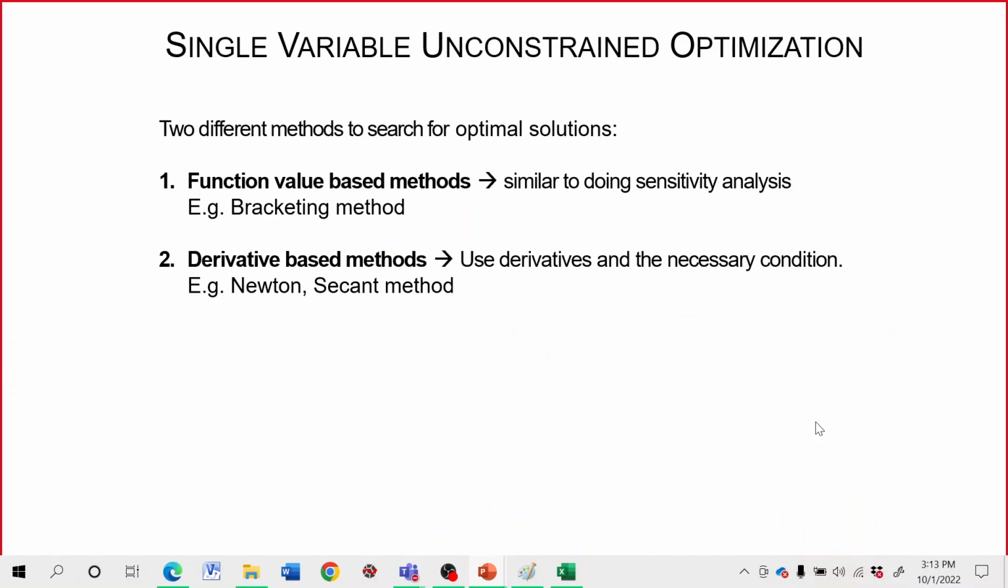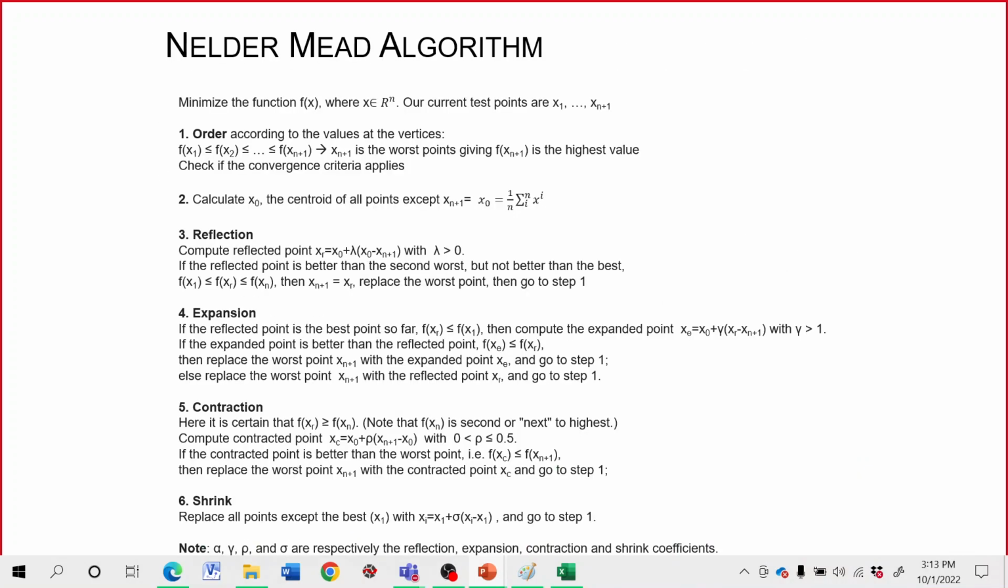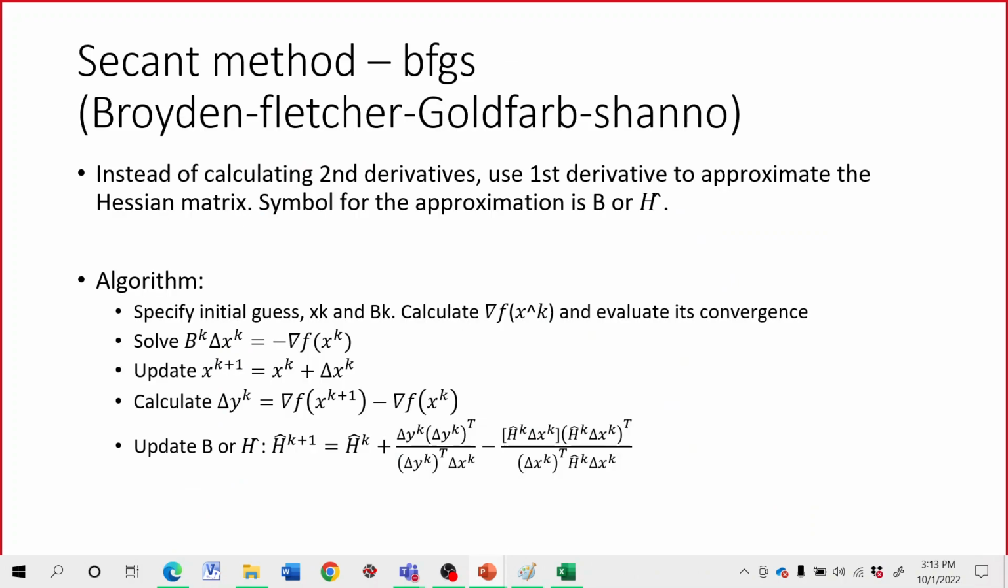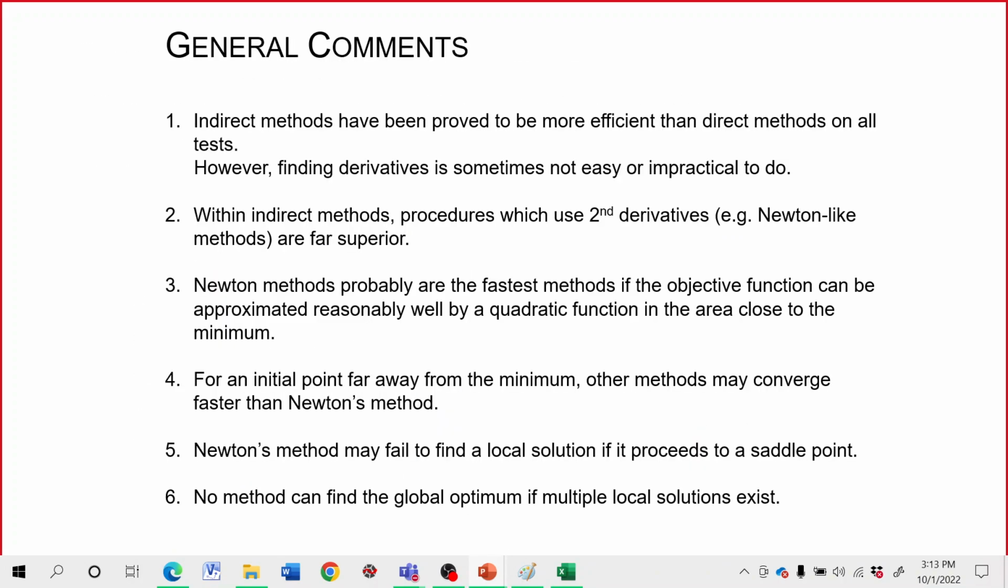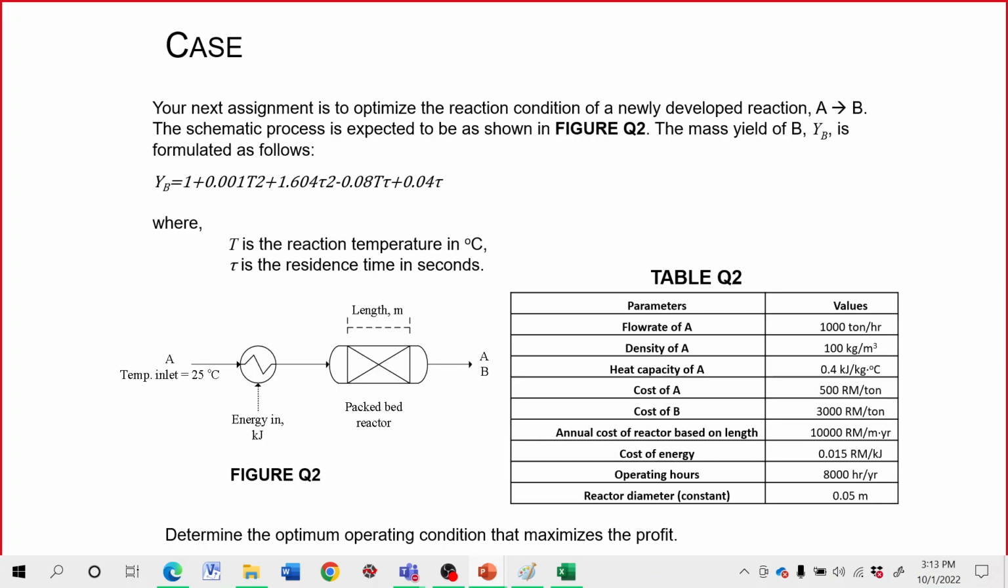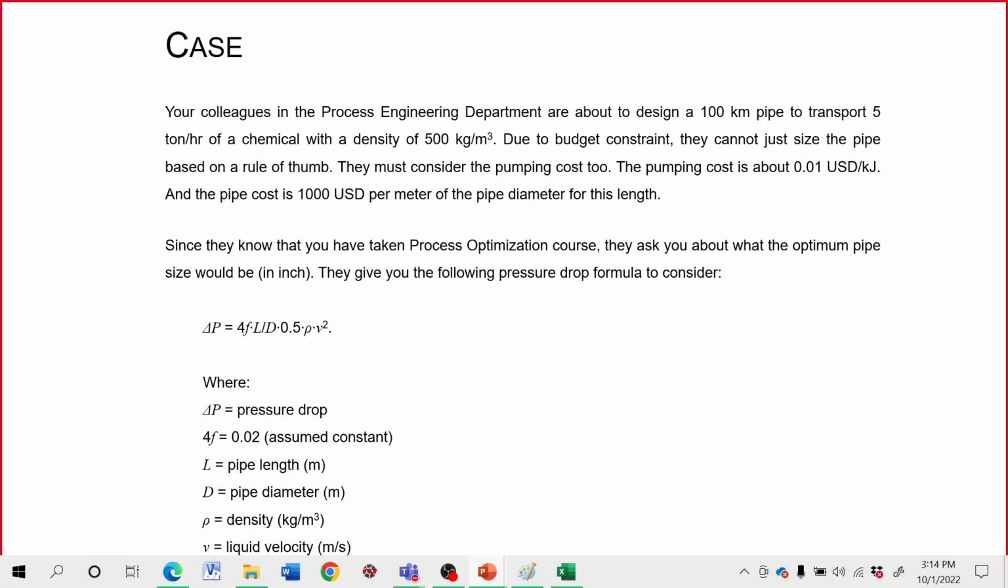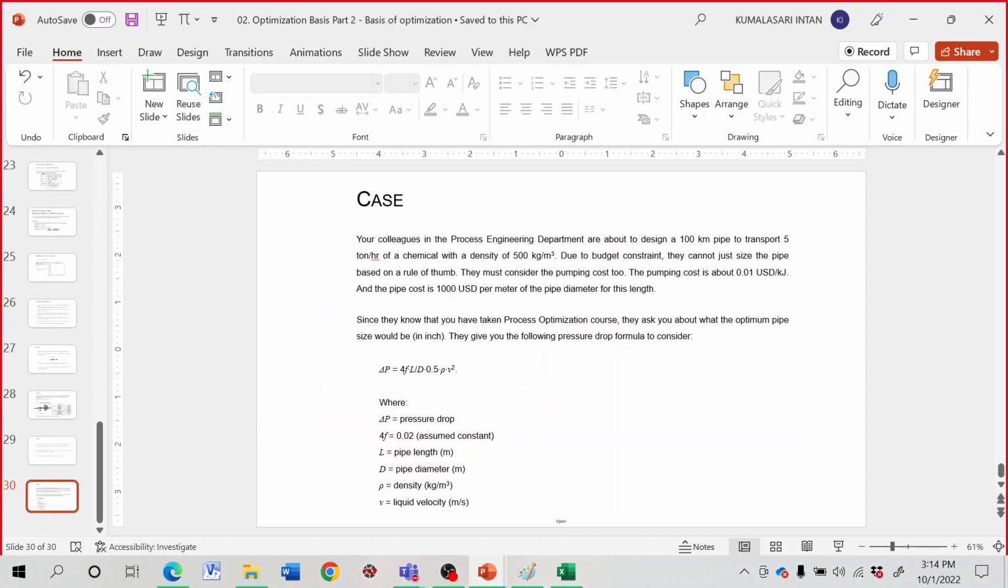This guy, derivative. I think all of this you can read through. It's a very quick recap.